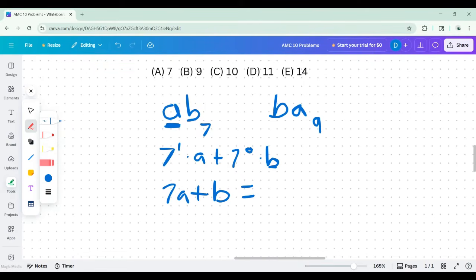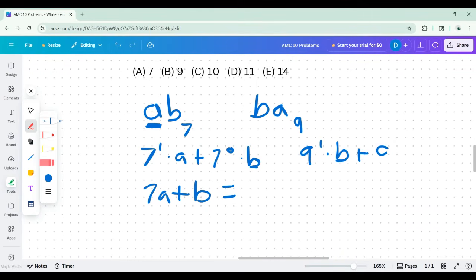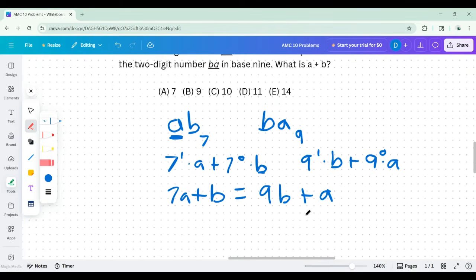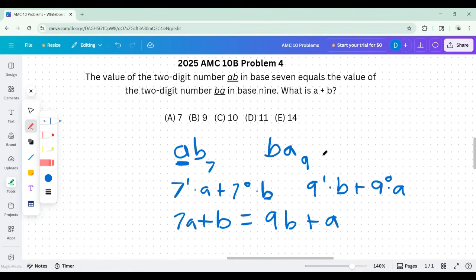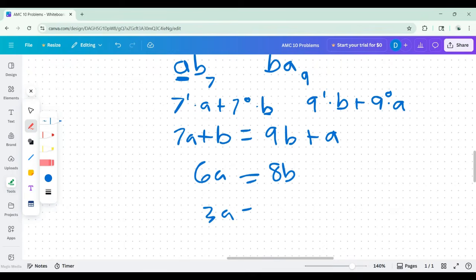And then this is equal to 9 to the power of 1 times b plus 9 to the power of 0 times a, and that's just 9b plus a. So they are equal because, again, they're both in base 10. We converted both of them into base 10 and made them equal. Again, if you want me to cover bases in another video, please let me know, but this is how bases work. Okay, so we have 8b is equal to 6a. That means we can simplify this: 3a is equal to 4b.